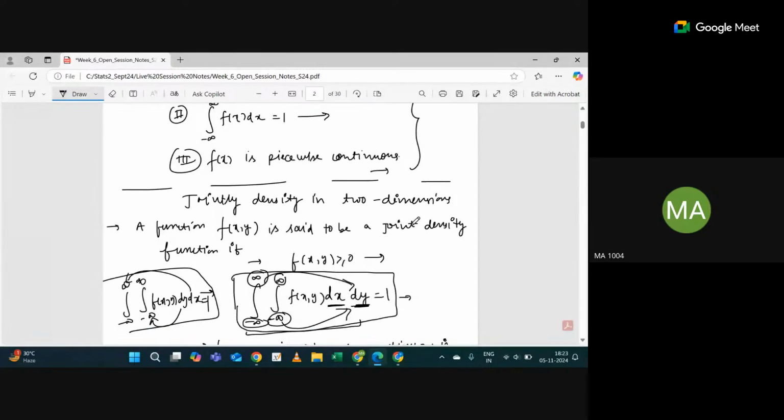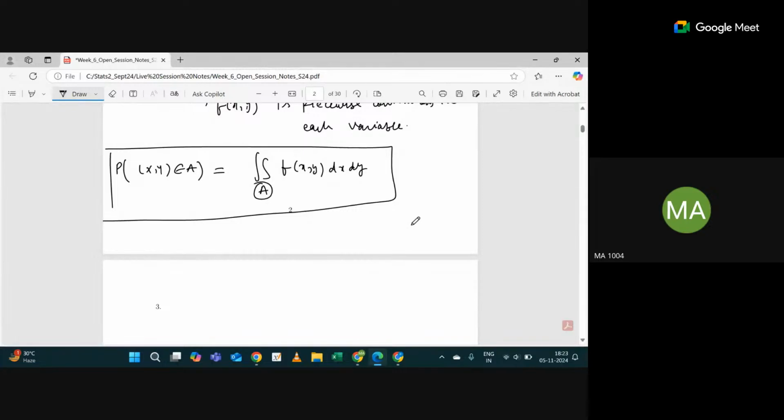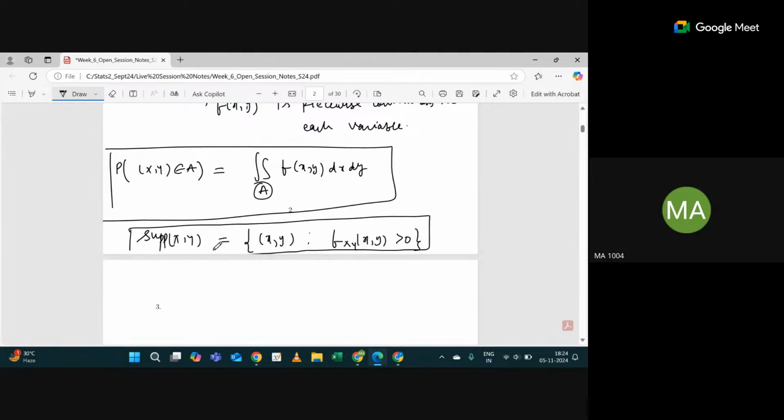Okay. So what about the support of (x,y)? The combination of x and y where the probability is non-zero. Correct. So it should be the combination of (x,y) such that f(x,y) is greater than 0. That is just the definition of the support of your random variables.